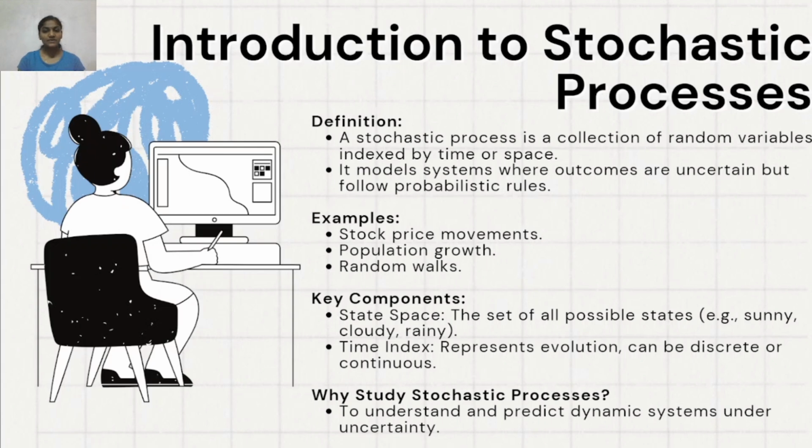State space refers to the set of all possible states. Example, sunny, cloudy, rainy, and so on. And time index represents evolution. So it can be discrete or continuous. Why should we study stochastic processes? It is to understand and predict dynamic systems under uncertainty.